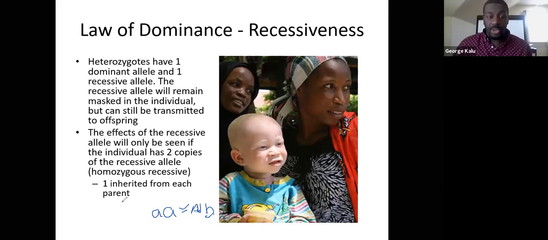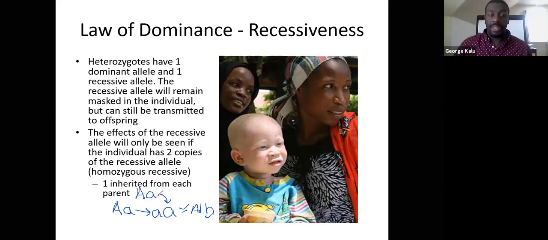What had to have happened is mom had to have been carrying one copy of the recessive allele and pass that on to her baby, and the father also had to pass on another recessive allele to the baby as well. They have normal skin pigmentation, which is the dominant trait. So we're going to assume that mom is big A, little a, and dad is big A, little a. They're both heterozygotes.